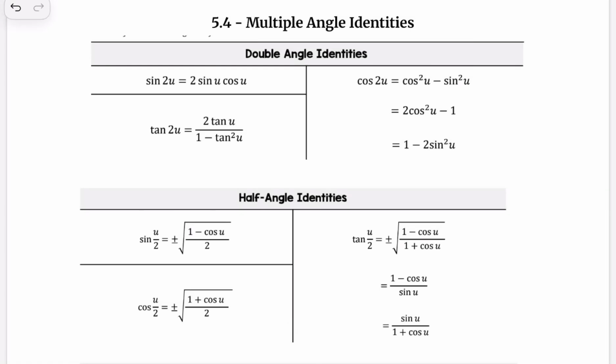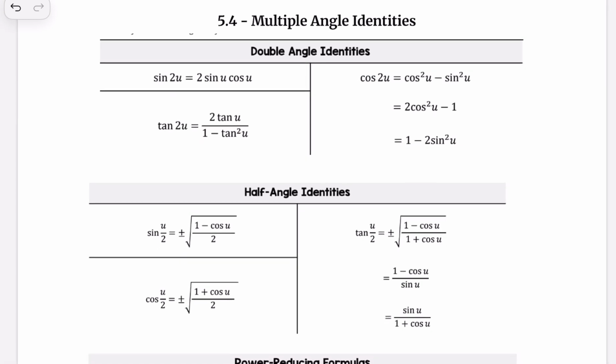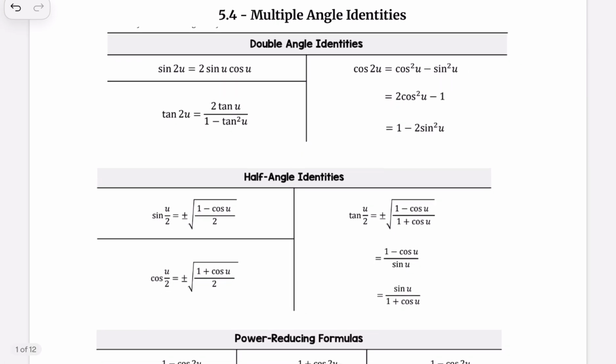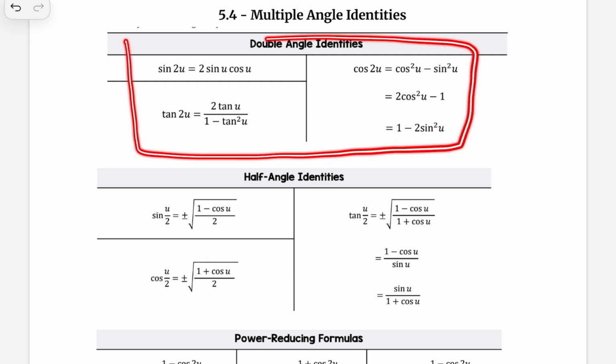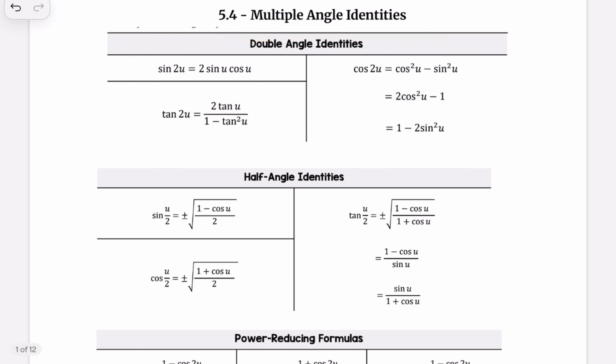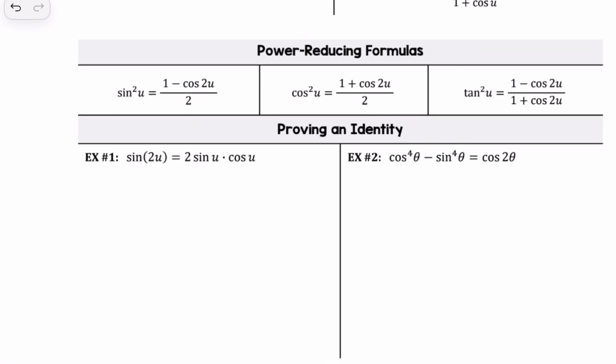All right, in lesson 5.4, we're going to be looking at multiple angle identities. So identities involving double angle, half angle, and power reducing formulas. So in this video, we're going to look specifically at the double angle formulas for sine, cosine, and tangent. And we're going to start with an example, and we're going to start with a proof.